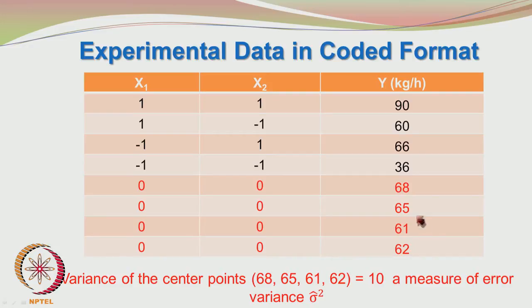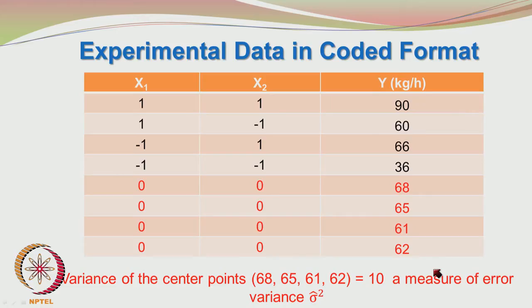So, we calculate the variance of the data obtained at the center points. So, we essentially find the variance of 68, 65, 61 and 62, which comes out to be a whole number 10. And this is a measure of the error variance, and it is denoted by sigma hat squared, or estimated error variance sigma hat squared.